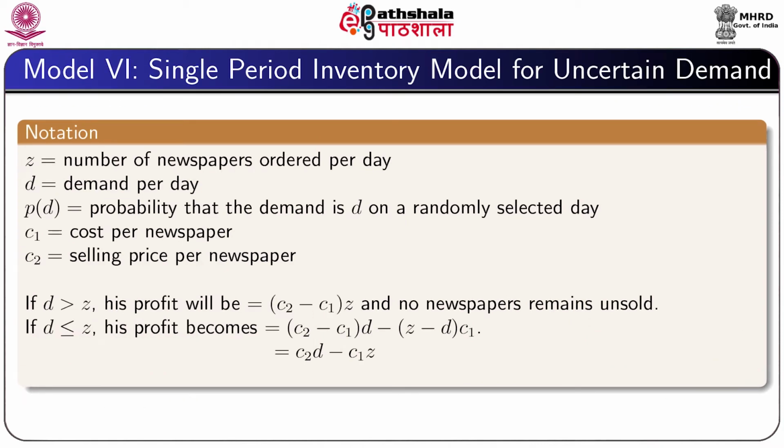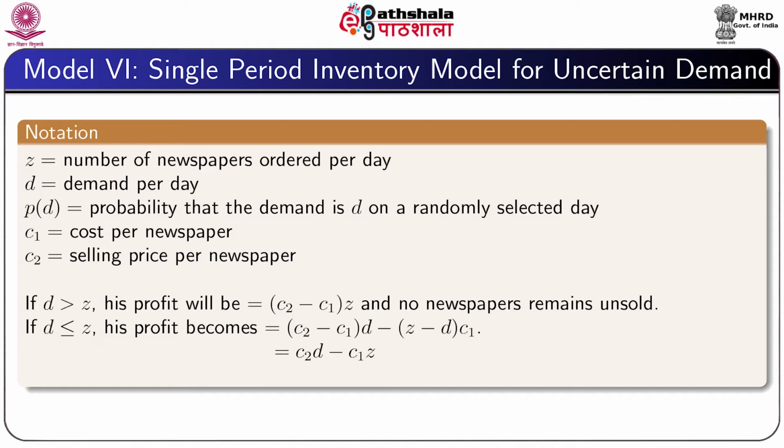To formulate this problem, we use some notation. Let Z be the number of newspapers ordered per day. The newspaper boy orders Z newspapers every day, while the demand per day is D. And p(D) is the probability that the demand is D on a randomly selected day. And we assume C1 as the cost per newspaper and C2 as the selling price per newspaper.